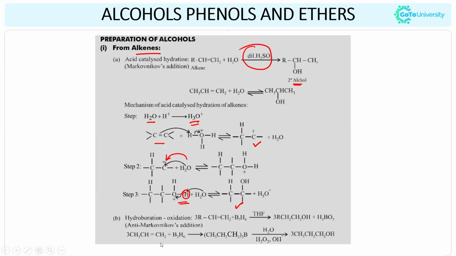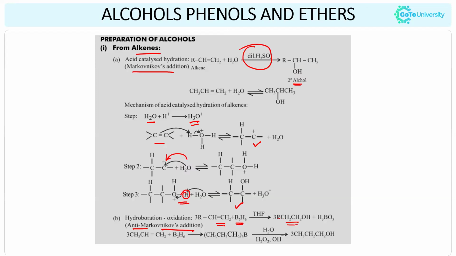Now, if you are considering the hydroboration oxidation reaction, the difference is that the alkene hydration depends on the Markovnikov addition, and hydroboration depends on the anti-Markovnikov addition. So these two names are also important here. Now coming to the anti-Markovnikov addition or hydroboration, the reagent that we use here is B2H6, so diborane.